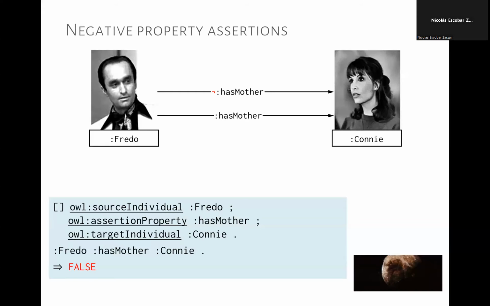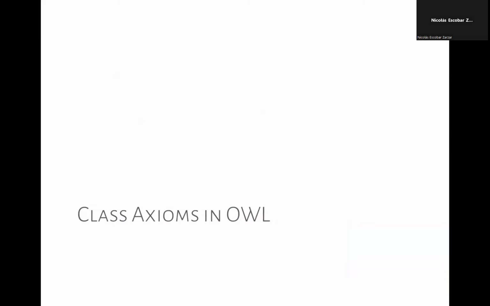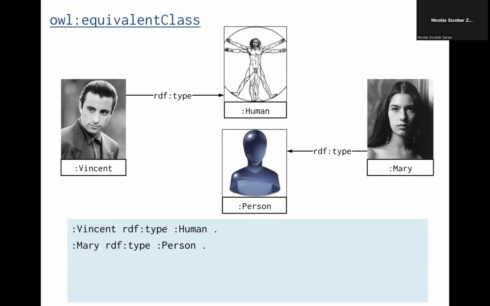Any questions about property axioms? You look good? Okay, so class axioms, super short. There are 2. The first axiom is equivalent class.